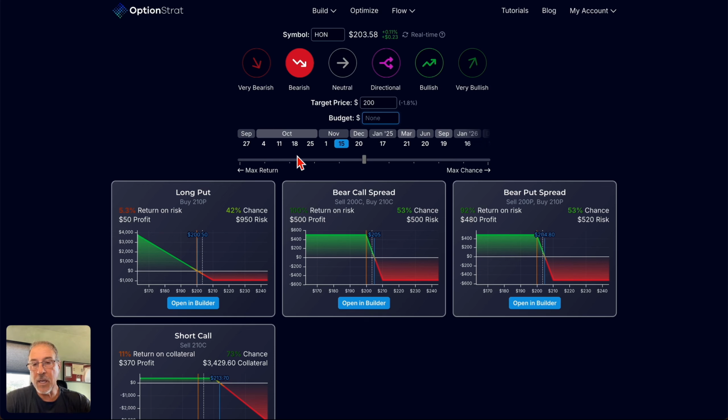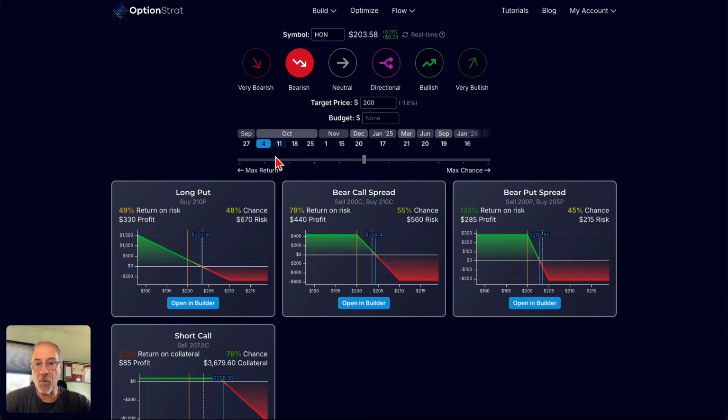In this case, I'm looking maybe for a little bit shorter dated trade. Right now, this is going out November 15th. Maybe I don't want to be quite that far out. Maybe I just want to do something that's dated more around November 4th here, giving this a couple of weeks essentially. So under these scenarios, this is what I could look at.